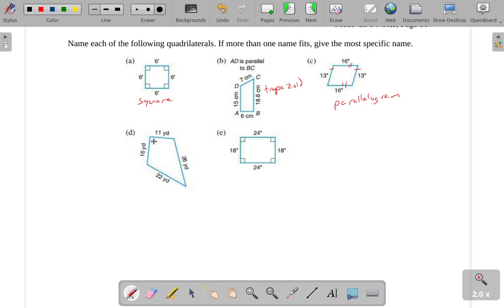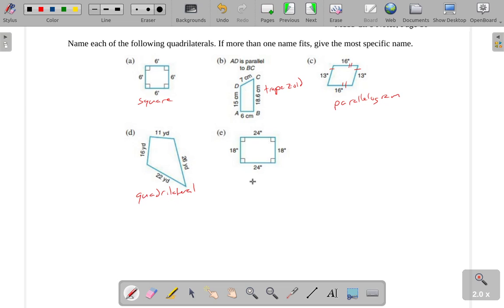Alright, on this one, let's see, it doesn't look like any of the sides are parallel to any of the others. It doesn't look like any of them are even the same length. So really this is just a quadrilateral. That's as specific a name as I can get.